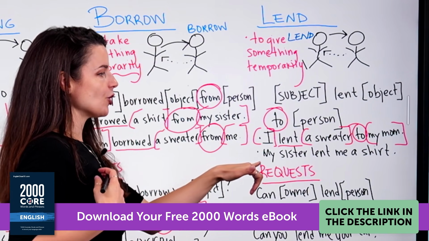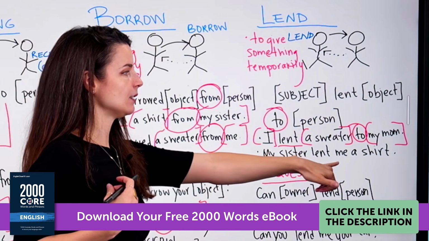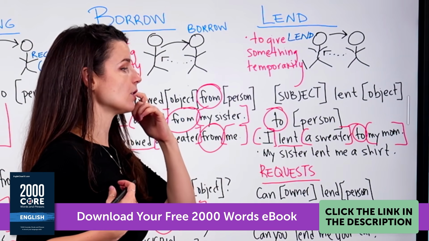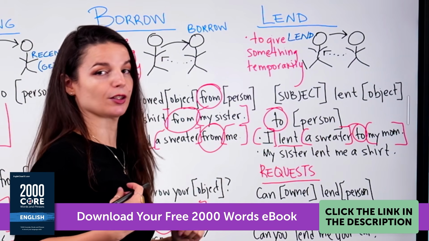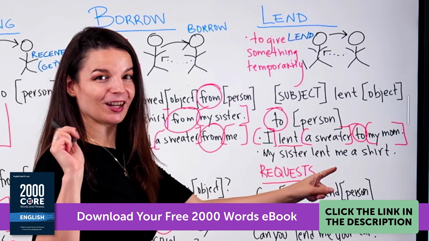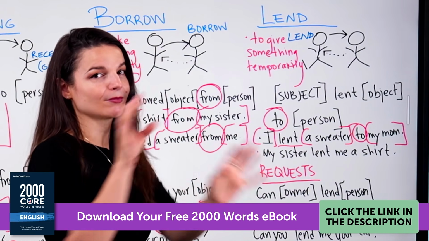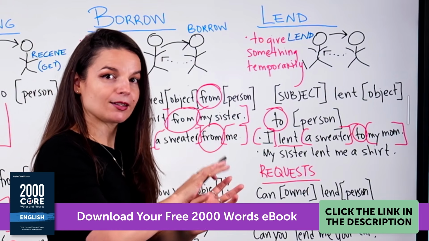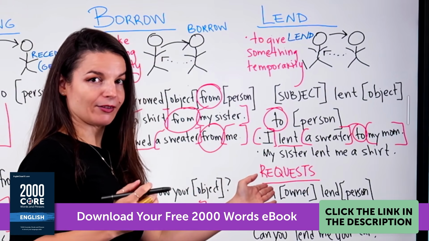My sister lent me a shirt. Okay, I put a challenge in this one. Do you remember in part 1 when I said we could swap the order of the object and the person receiving? We have an example here.